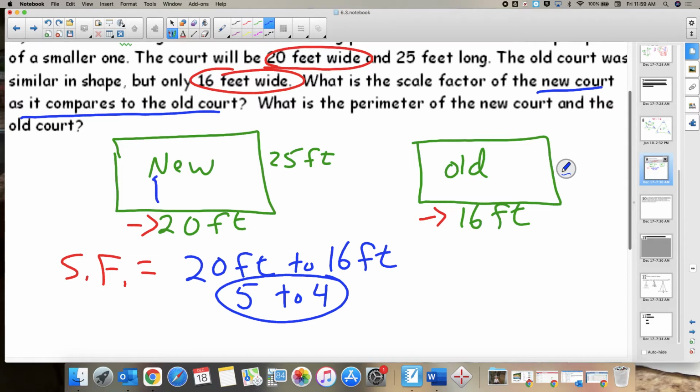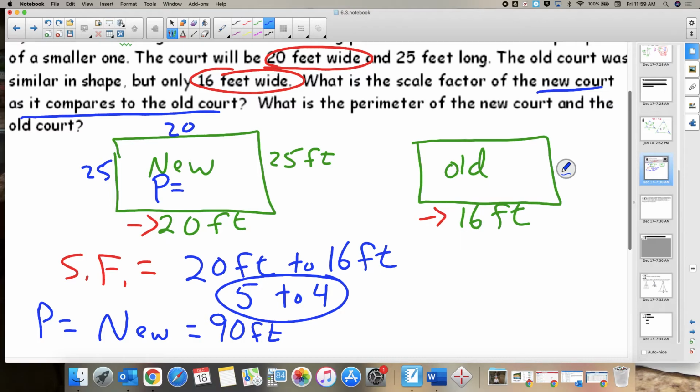Well, the perimeter of my new court, I just add up my sides. 20 plus 25 plus 20 plus 25. So we get a perimeter of the new court, the perimeter of my new court is 90 feet.